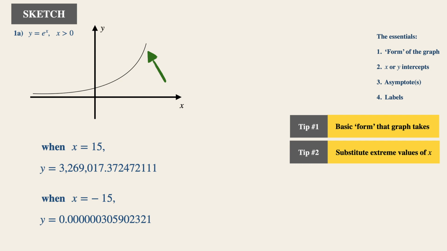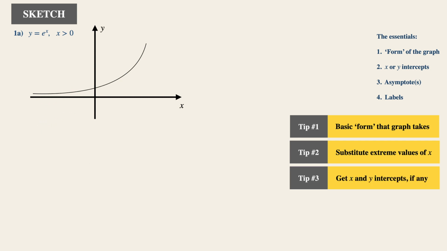Substituting the extreme other end, for example x equals negative 15, we have 0.00000305902321. What a mouthful. This means that the graph will taper down towards y equals 0, but doesn't touch it. Now tip number 3: substitute values such as x equals 0 or y equals 0 into this function. And this nicely lands us into the second part, which is to find the x and y intercepts.